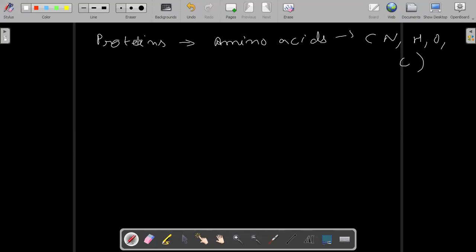Got it? Sir, what is CN? It's not CN. I said nitrogen, hydrogen, oxygen, and carbon. These are the building blocks. Okay, sir.